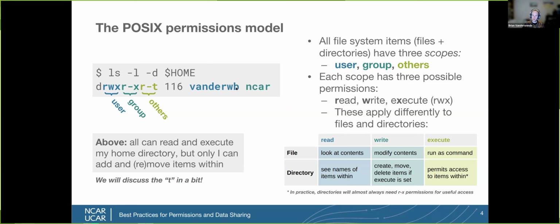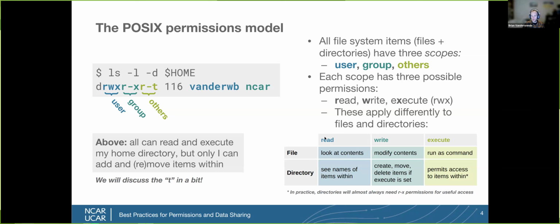So my home directory is obviously owned by me, and it's assigned to the NCAR group, which again is that generic wide open group. All file system items, whether it's a file or a directory, have those three scopes. Each scope has three possible permissions: read, write, and execute, or RWX. These do apply differently to files and directories, as you've probably seen.